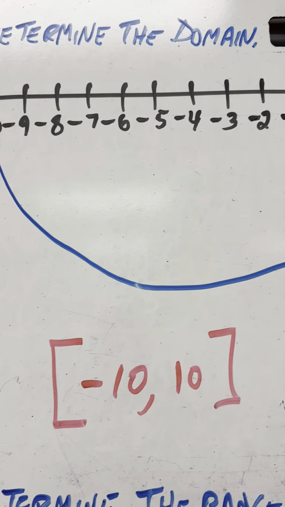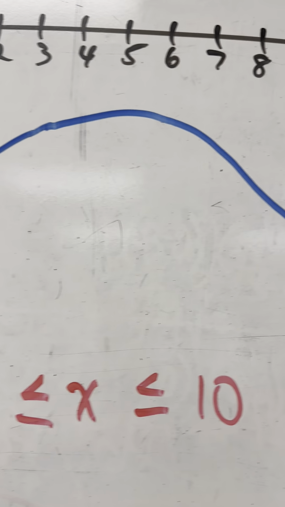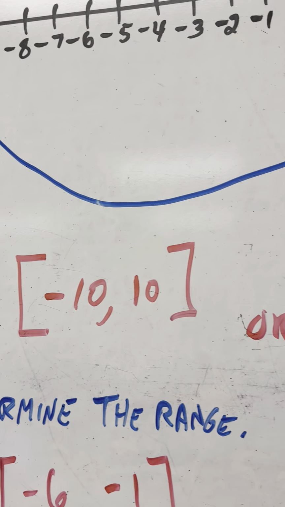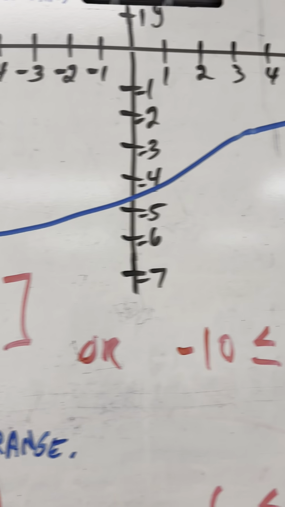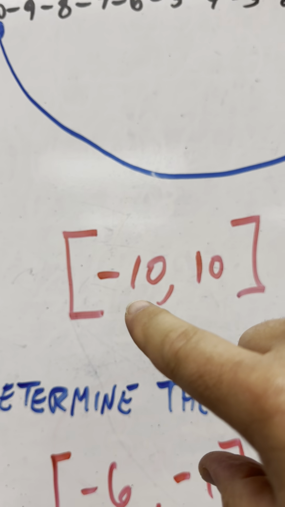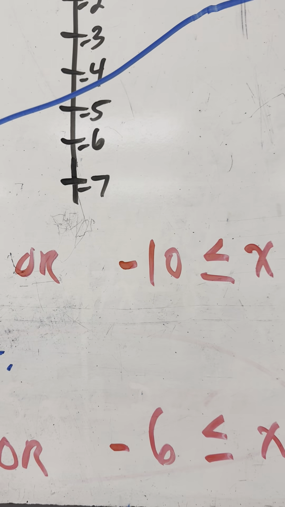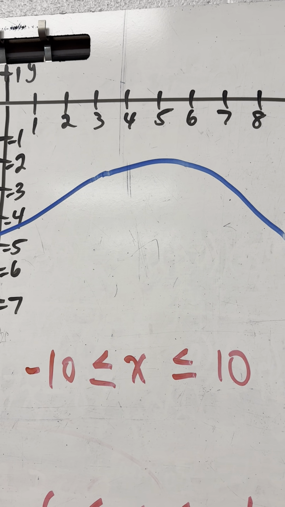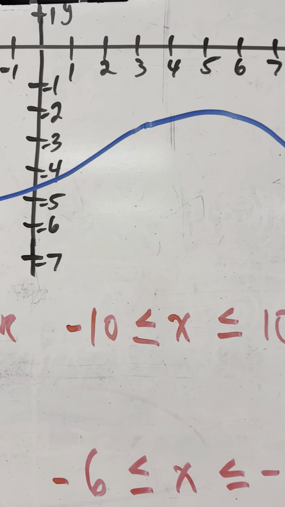So we say that the domain is from negative 10 to positive 10. We use these brackets because negative 10 is included, and positive 10 is included. So bracket, negative 10, comma, 10, bracket. You could also do negative 10 is less than or equal to x is less than or equal to 10. Either way works. I have a preference for this way, but whichever way is easier for you, you should use.